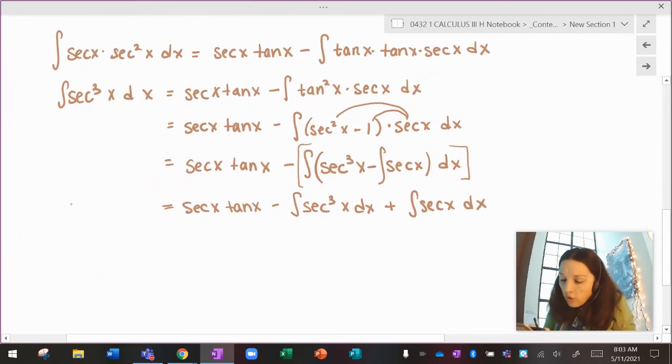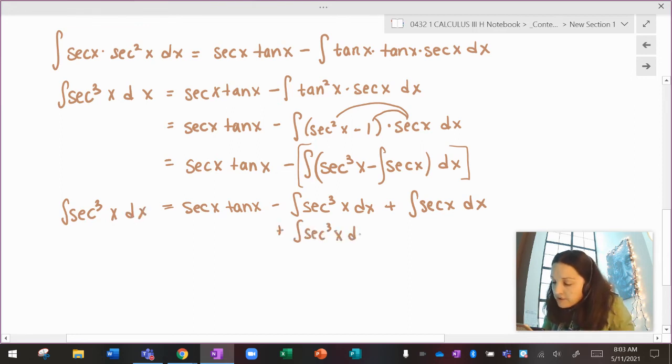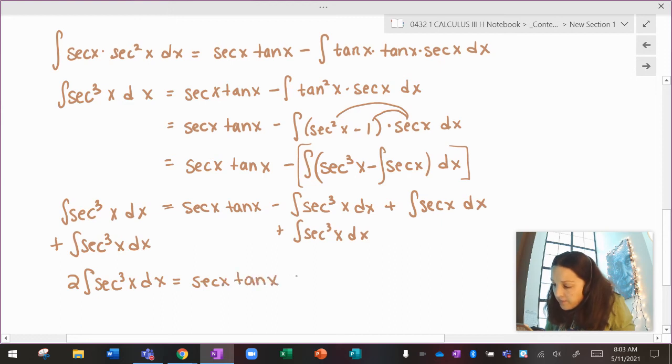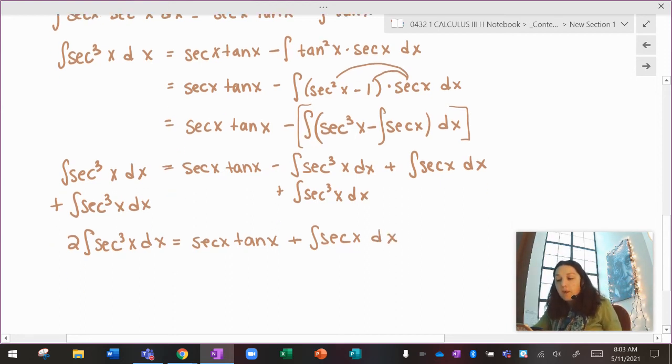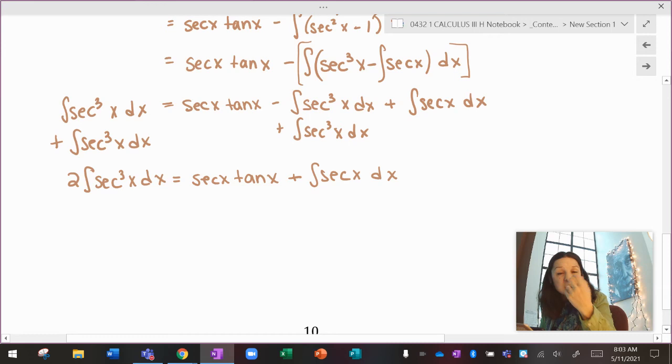And then I can come back over and realize, wait, now I can combine like terms, add this secant cubed x dx to the other side, and get 2 times the integral of secant cubed x dx equals secant x tan x plus the integral of secant x dx. Okay, that's looking pretty good. So now I just need to integrate secant. What's the antiderivative of secant? Yep, still don't know.